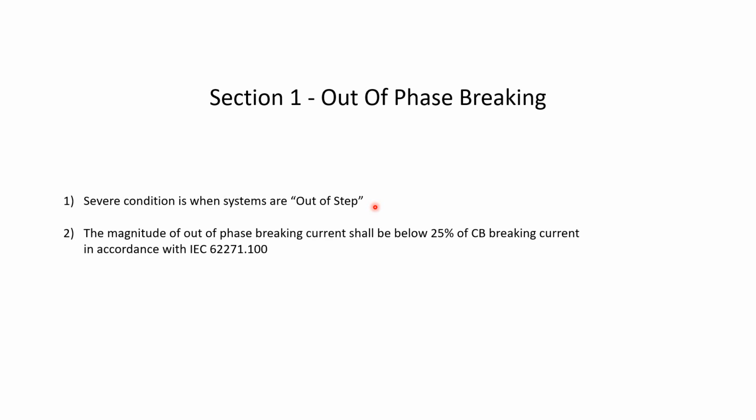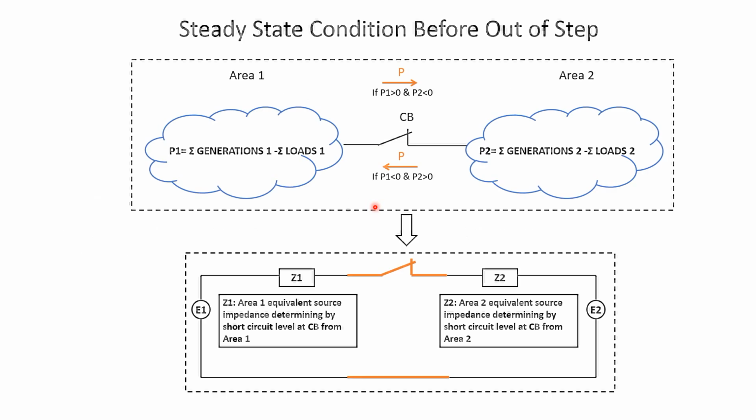The magnitude of out-of-phase breaking current shall be below 25% of circuit breaker breaking current in accordance with IEC 62271-100. I'm going to explain that later on. So, a steady state condition before out of step.